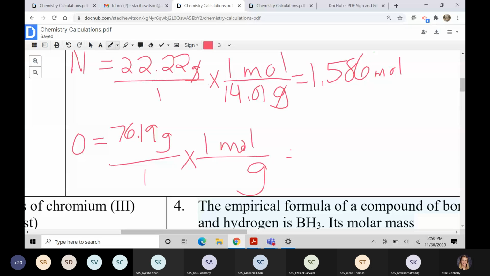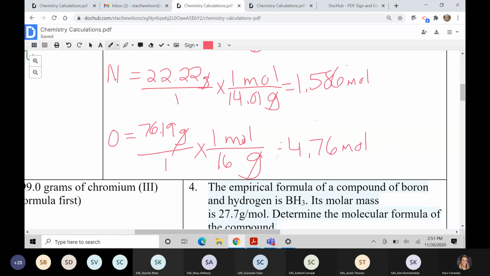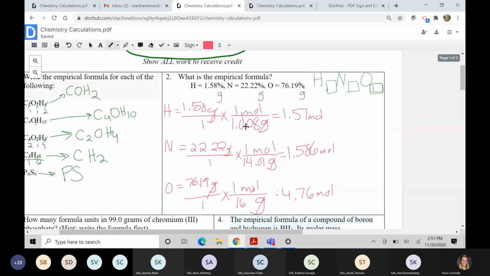Okay, guys, the molar mass of oxygen is 16. So when we divide those two numbers, we should get 4.76 moles. Okay, all right. So now that we have this, we've taken all of our grams and we've turned them into moles.